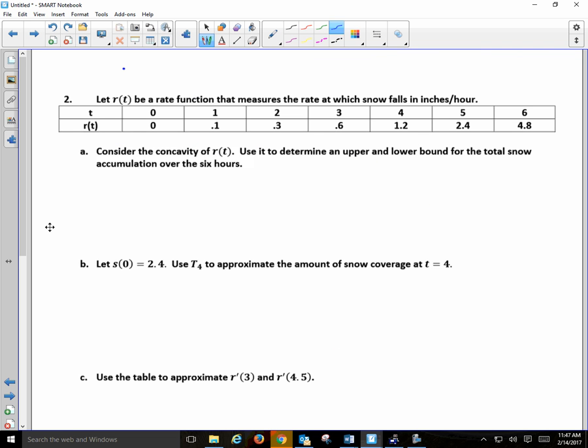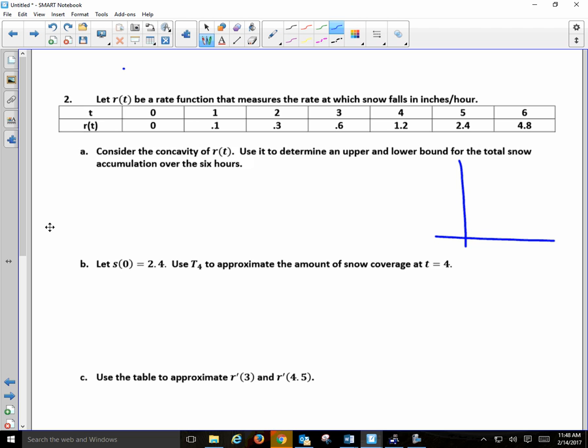Okay, let's look at the second type of problem. We are going to look at a table. It says let R of t be a rate function that measures the rate at which snow falls in inches per hour. It asks us to consider the concavity of R of t and use it to determine an upper and lower bound for the total snow accumulation over the course of 6 hours. So now we're not given a function. We have to look at kind of some data.